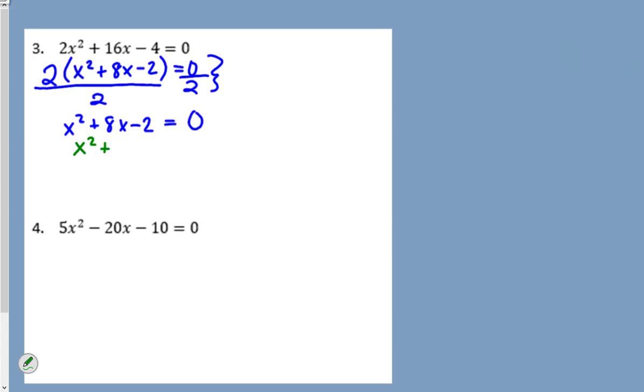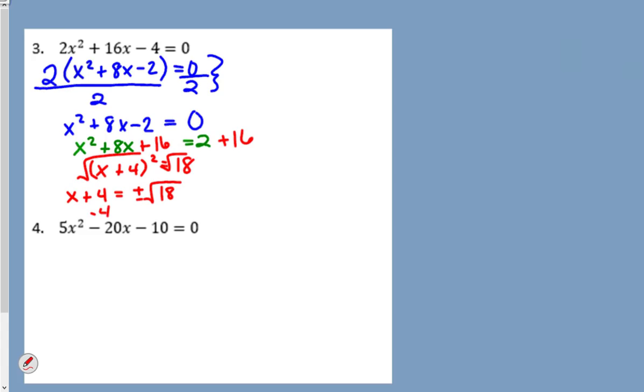So again, I'm going to do the rest of this part pretty quickly. Move my 2 over, figure out what goes in here, which is 16. Then I factor. You'll notice 18 is not a perfect square. So whenever I take my square root here, I have x plus 4 equals plus or minus the square root of 18. So when I subtract my 4, my answer is negative 4 plus or minus the square root of 18.